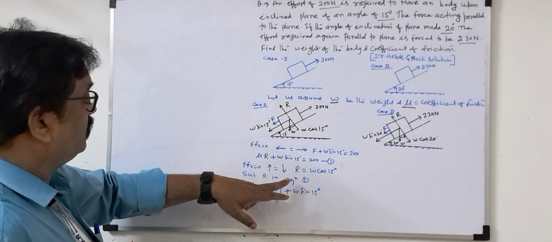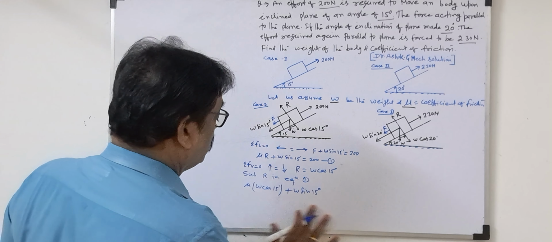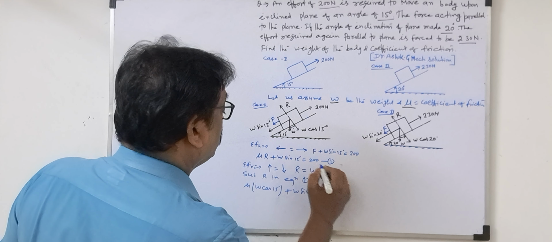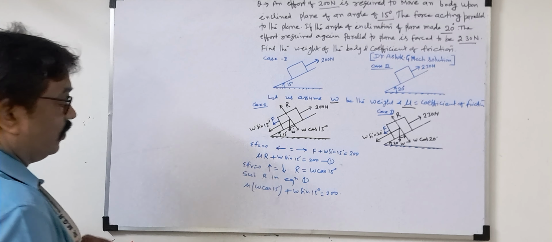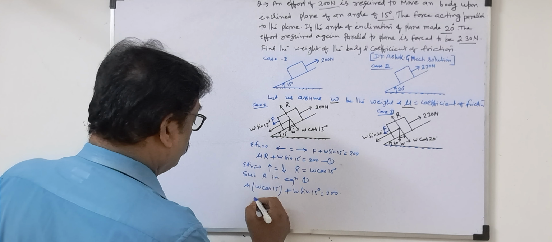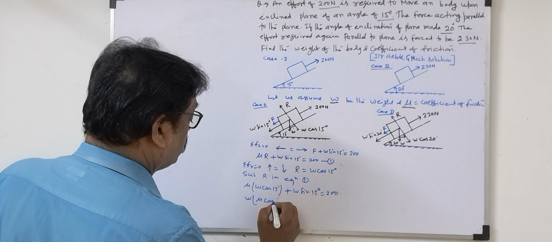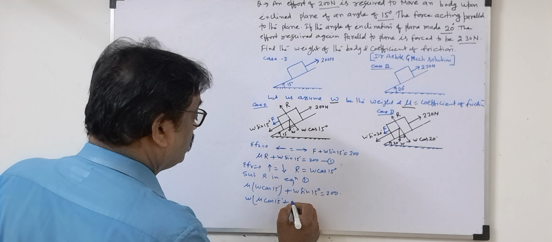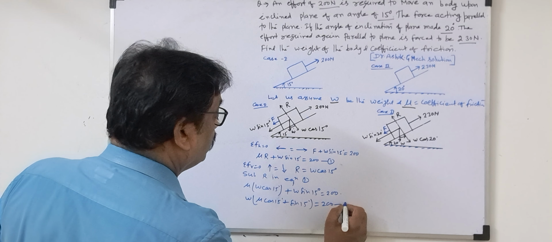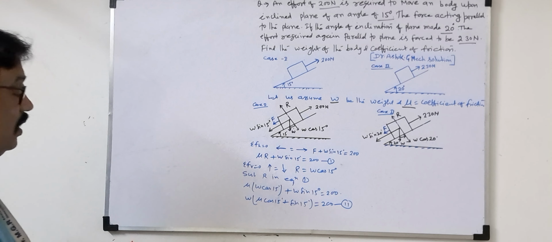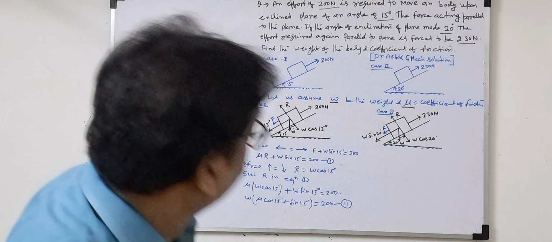Sigma FB, total upward to downward: R is equal to W cos 15 degree. Now substituting, this is equal to 200. Both places W is there. If we take W common here, what will we get? W times mu cos 15 degree plus sin 15 degree is equal to 200. Give this equation number 2. So case 1 is over. Now we'll go to case 2.